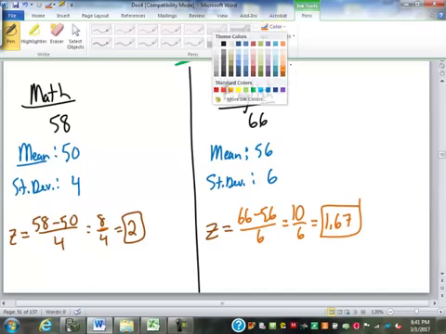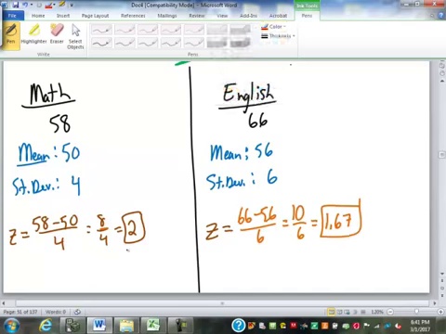So you scored a full 2 standard deviations better than the mean on the math test, and only 1 2/3 standard deviations better than the mean on the English test. So your math test is a more impressive score compared to the other scores on that test. Must be tech English. There you go.